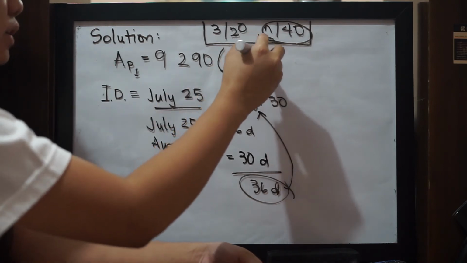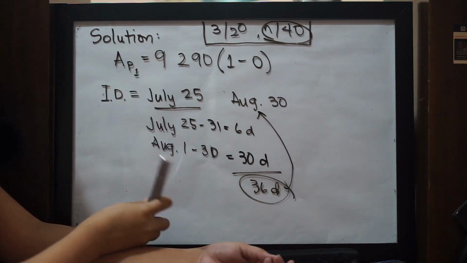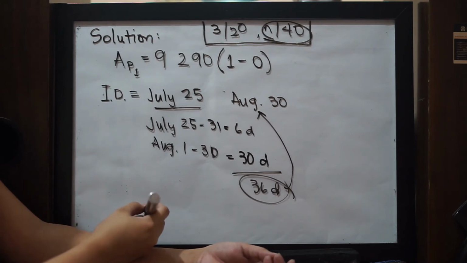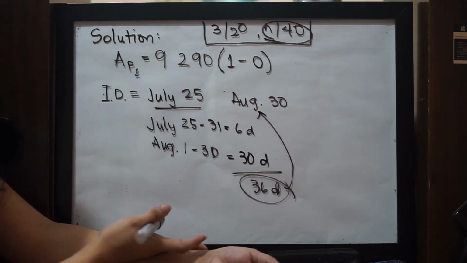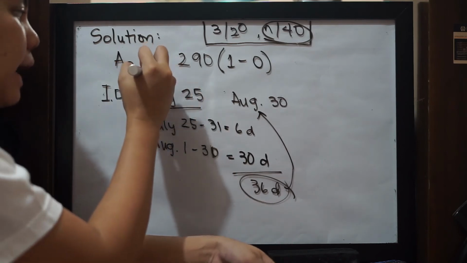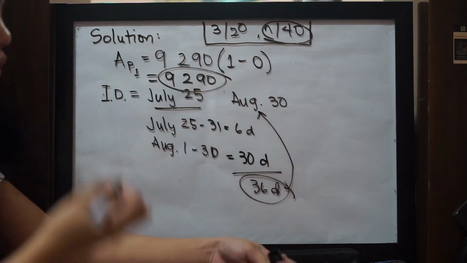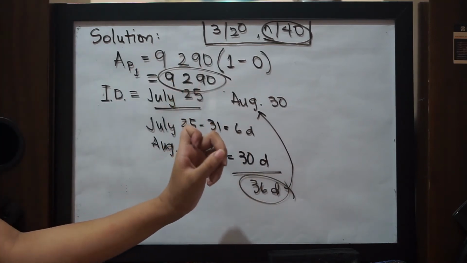So, dahil wala nang discount rate, we refer to it as 0. So, simplifying the equation, 9,290 multiplied by the quantity of 1 minus 0. 1 minus 0 is 1 multiplied by 9,290. The answer is 9,290. So, the amount payable for scenario number 1 is 9,290.